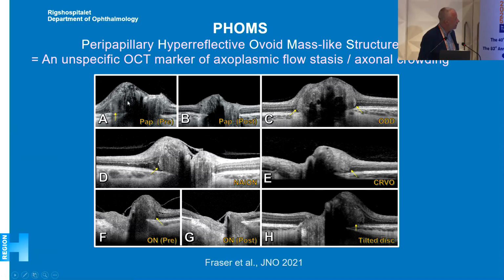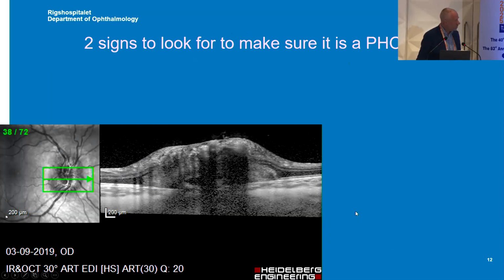This is in papilledema before the pressure goes down. When the pressure goes down, it goes away. This is in drusen, here in NAION, central retinal vein occlusion, an optic neuritis attack, and after the attack, when it goes away, and a tilted optic disc.